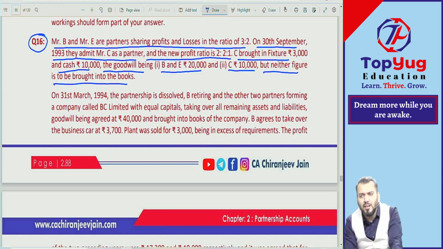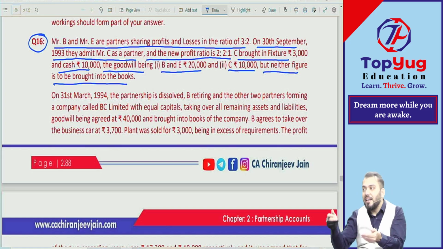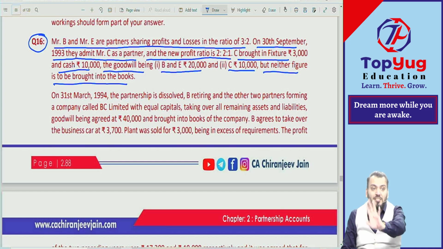Whether the goodwill will come in the balance sheet in case of admission, retirement, etc.? Goodwill will never come in the balance sheet. It is only adjusted in which ratio? Gaining and sacrificing ratio. We will not raise goodwill in case of admission, retirement, death, or change in PSR. Therefore, we have not done goodwill account debit. If you have done that journal entry in your foundation, that was a wrong journal entry.